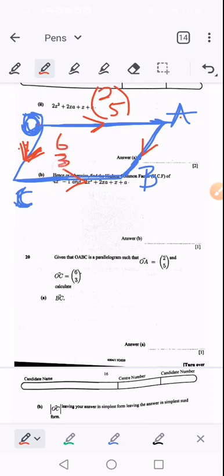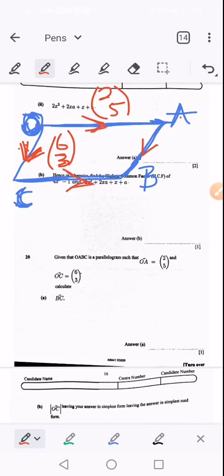Right. Something like this. So OC is this one, OA is this one. Then the parallelogram. You know that opposite sides are equal and parallel. They are equal and parallel. That's why my arrows are like this, going in the same direction.